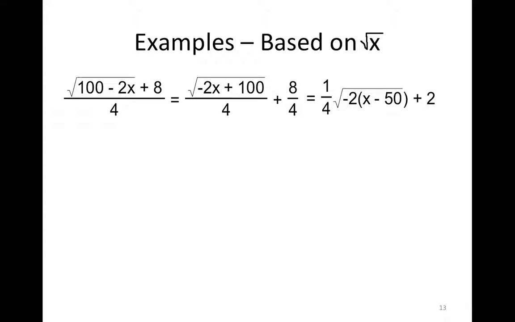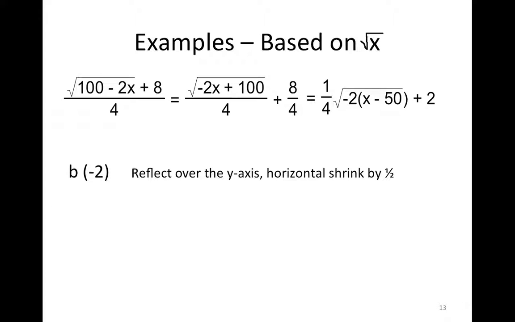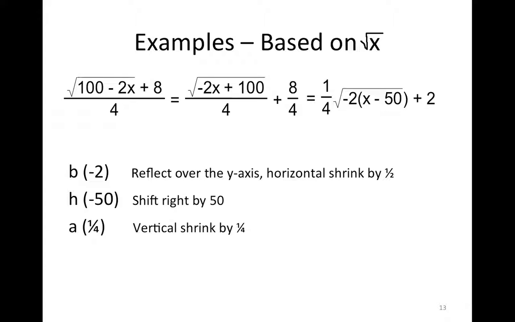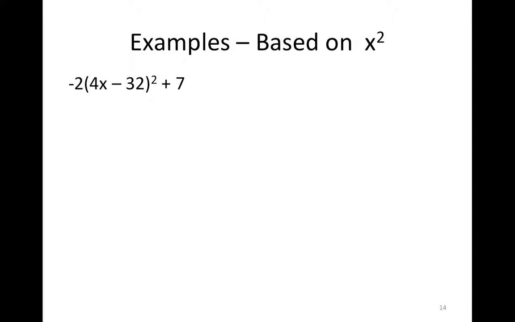but that's the general form that we want to be in. So again, now I can list what B is. It's -2. So I'm going to, again, reflect over the y-axis, do a horizontal shrink by 1/2 or by 2, however you prefer to say that. Again, those two things could be flip-flopped. H is -50, so we're going to right by 50. A is 1/4, a vertical shrink by 1/4 or a vertical compression, and then K is 2, so we go up 2.